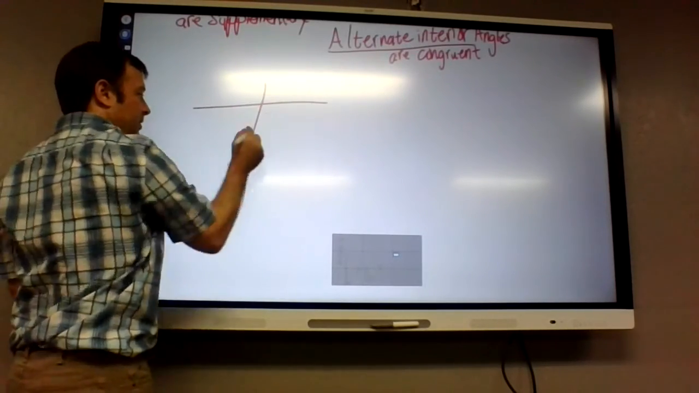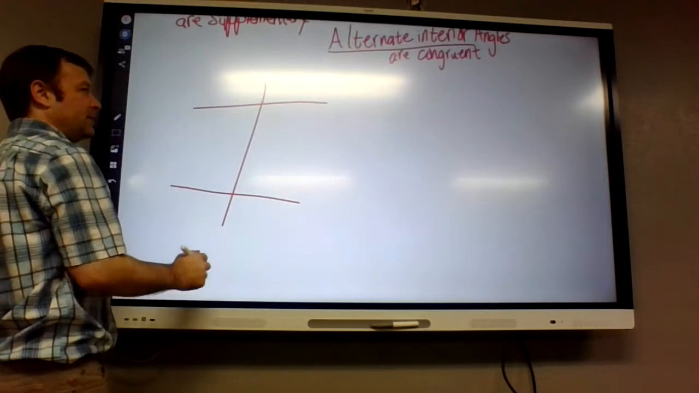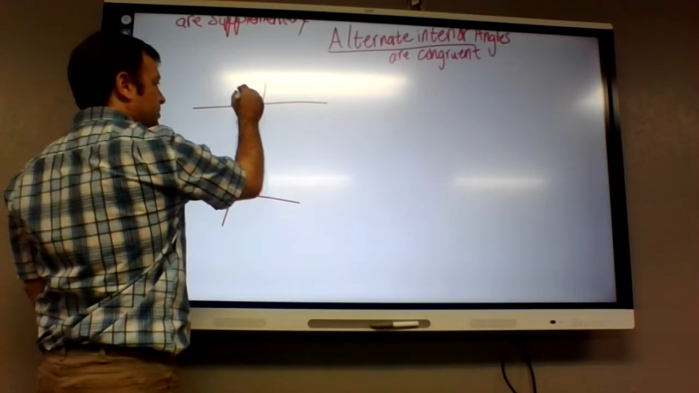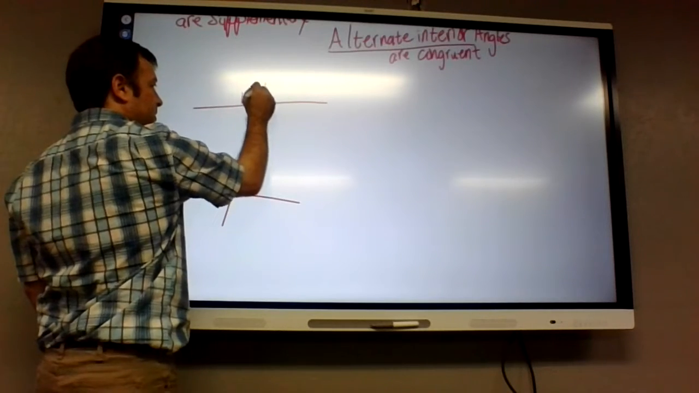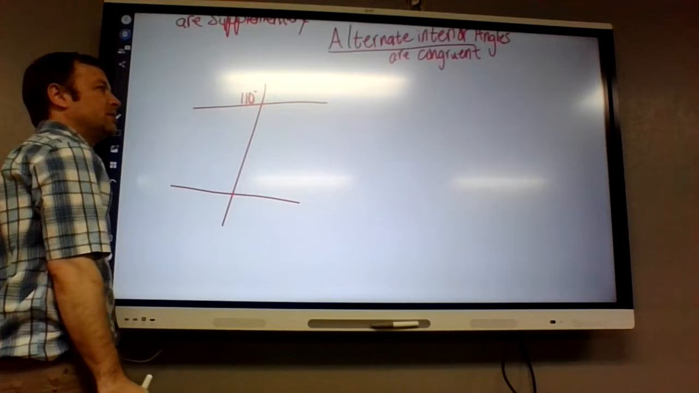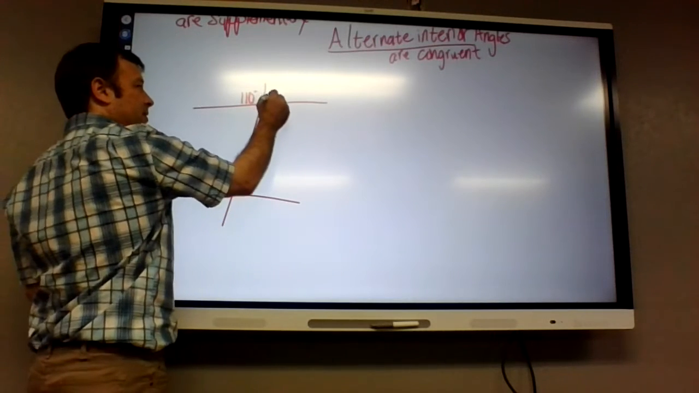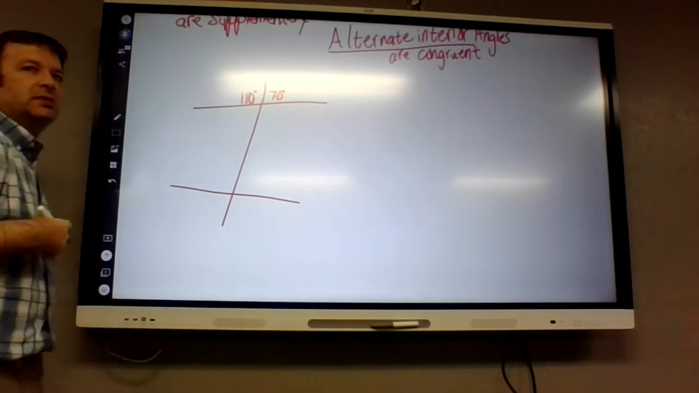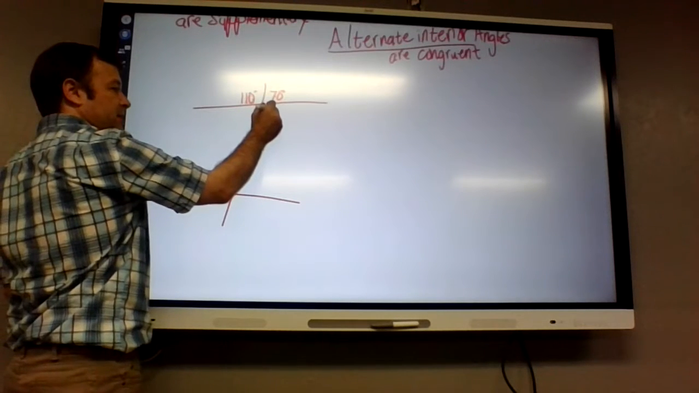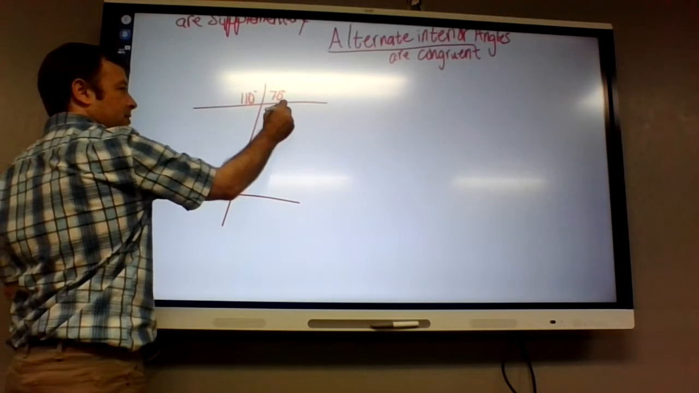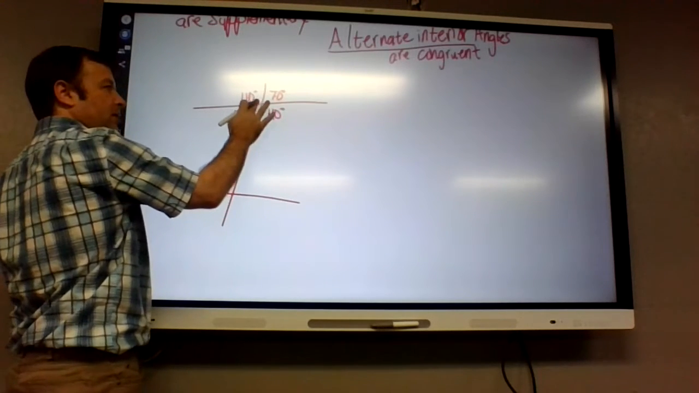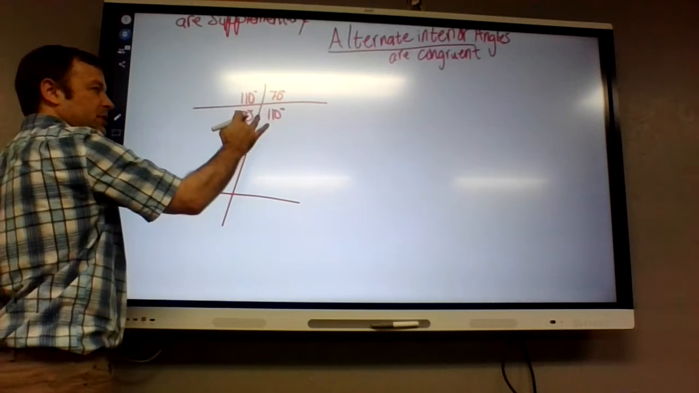Let me do a really quick thing. Let's look at this. Let's say this angle right here was 110. What would this angle right here have to be? No, 70. Because they have to add up to 180. What does this angle right here have to be? 110. 70. Okay. So they're all either congruent to each other or supplementary to each other.